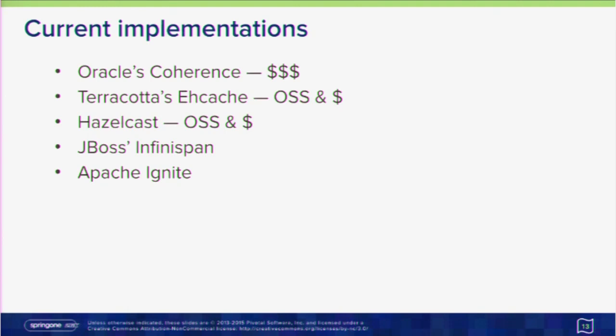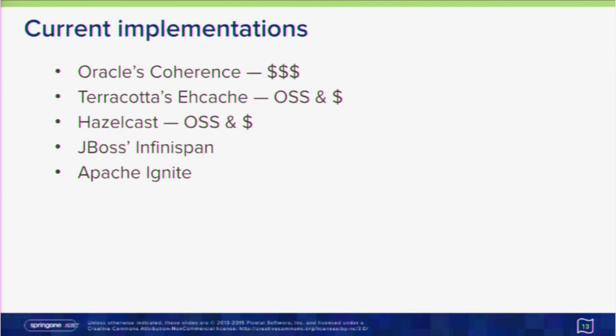Terracotta Ehcache, it is open source, and it's dollars. So if you want simple stuff, it's open source. If you want support, fancy stuff, it's some dollars. It's not as many dollars, though. Trust me. Hazelcast, it's open source. You want simple stuff, it's open source. Take it, use it, support it yourself. You want fancy stuff, it's dollars, but not Oracle dollars.